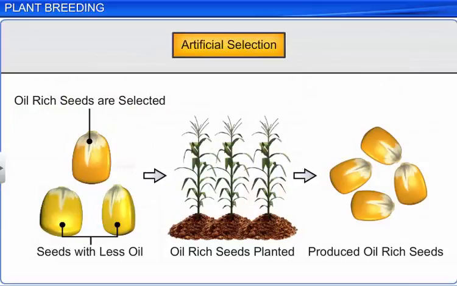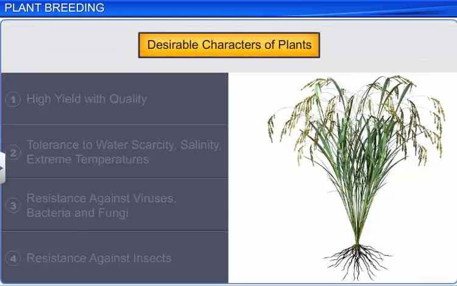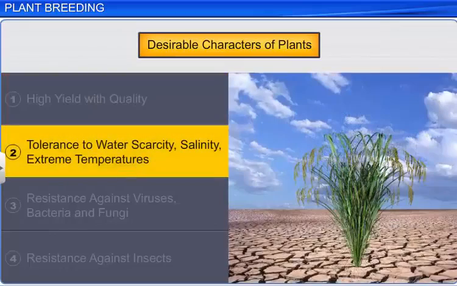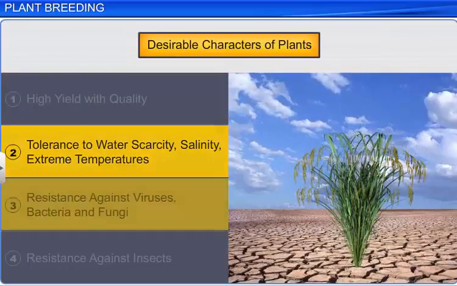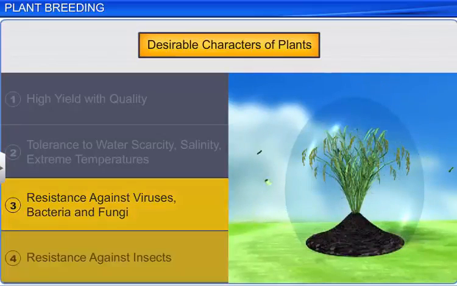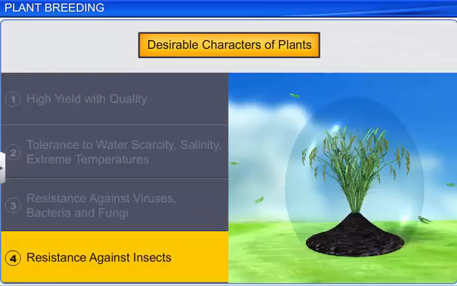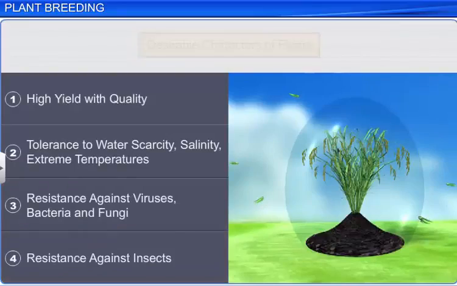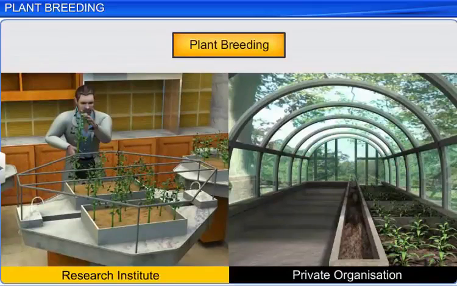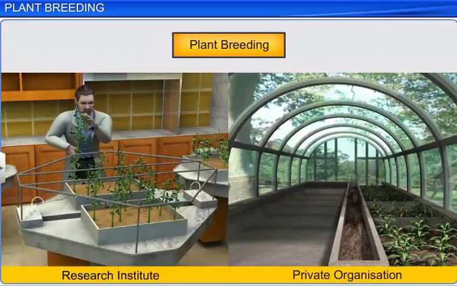The desirable characters of plants generated by plant breeding include high yield with quality, tolerance to different types of environmental stress, resistance to microbes, and pests. Plant breeding is commonly carried out in government research institutes and some private organizations and involves several steps.